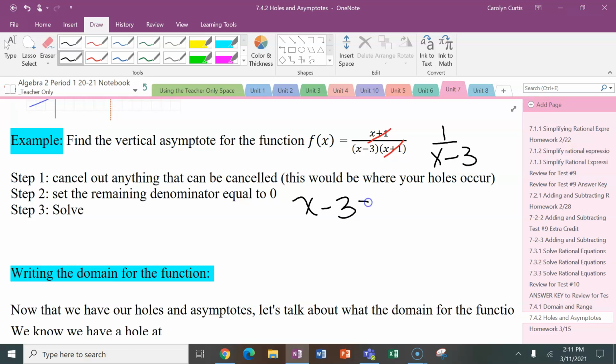So x minus 3 equals 0, and then add 3 to both sides. So at x equals 3, a vertical asymptote will happen. And that means the function is going to keep approaching x equals 3, but is never going to actually be x equals 3. It's just going to get closer and closer and closer.